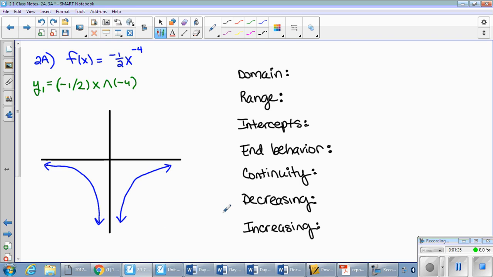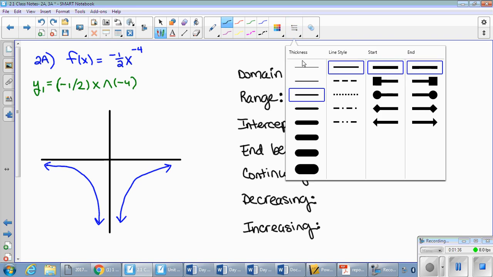And remember, always adjust your window if you're not seeing it like you need to. That should be symmetrical. I know mine's a little off, but good enough. Okay? So let's analyze this graph.